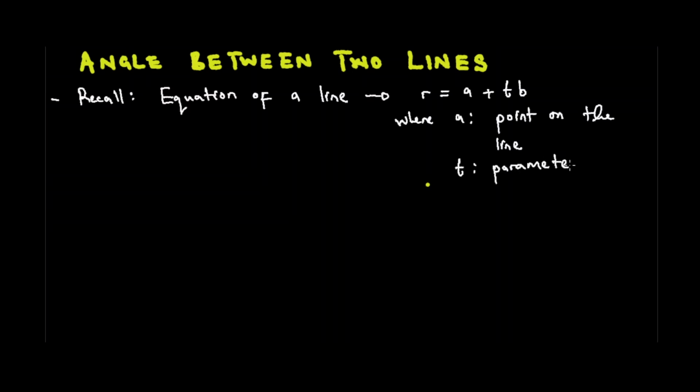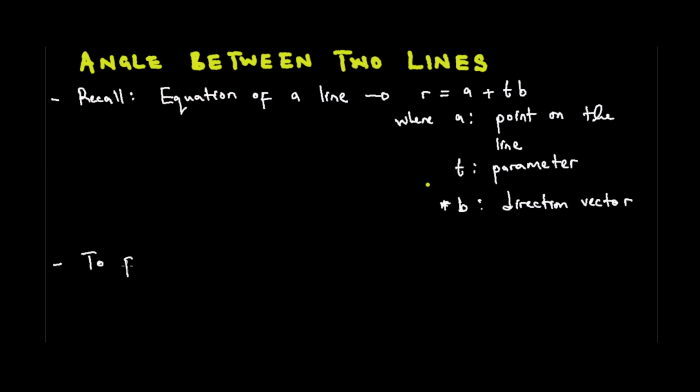I think in our lesson when we introduced vectors we used lambda instead of t. Then b, which is important to what we want to learn, is referred to as a direction vector. Okay, so since we have recalled what the equation of a line is, let us write our point.